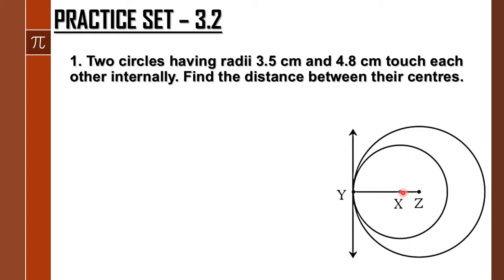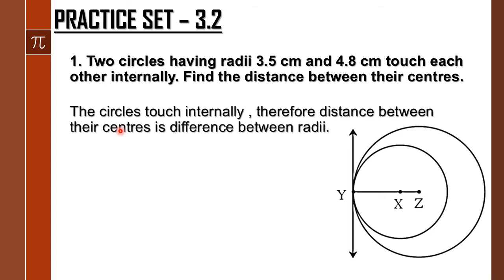Now here X is the center of the smaller circle and Z is the center of the larger circle. Y is the point of contact. The two circles having radii 3.5 centimeters: that means the smaller circle's radius is 3.5 centimeters, and the larger circle's radius is 4.8 centimeters. They're touching each other internally. We need to find the distance between their centers, that means we need to find XZ.